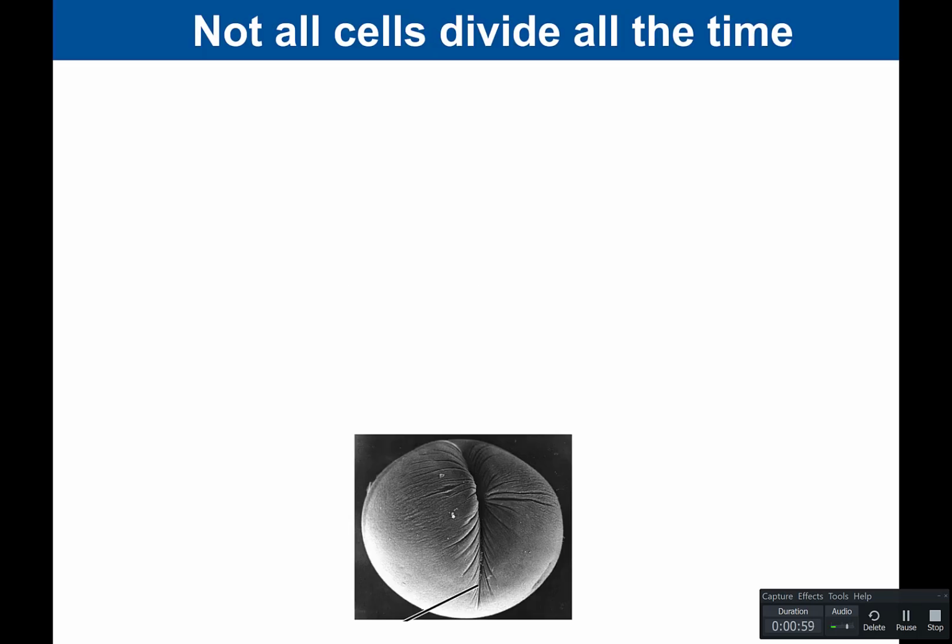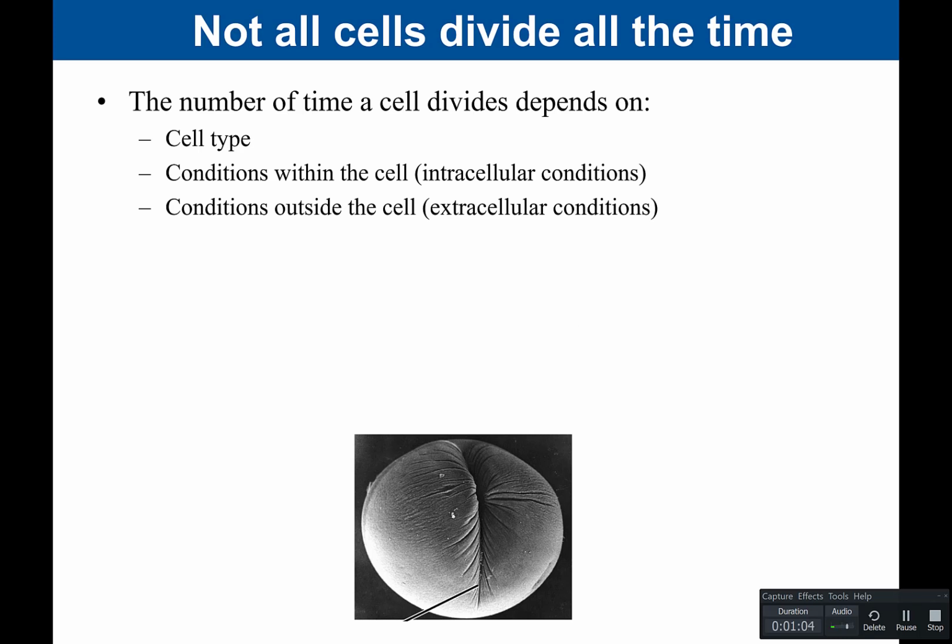So now we're going to talk about control of the cell cycle. So not all cells divide all the time. The number of times a cell divides depends on the cell type, the conditions within the cell, the intracellular conditions, as well as the conditions outside the cell, the extracellular conditions. And so there's a lot of signaling involved that tells the cells whether or not they should divide.